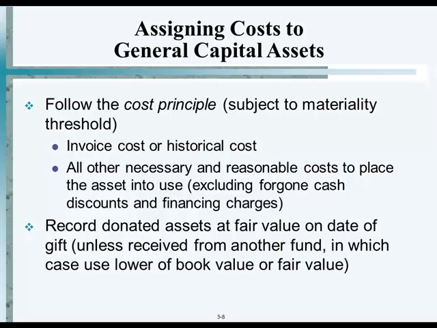So we have the invoice costs, all other necessary and reasonable costs to place the asset into use. If you get an asset that's donated, you calculate it, you show it at the fair market value. Nothing really different from what you've learned in other courses in accounting.